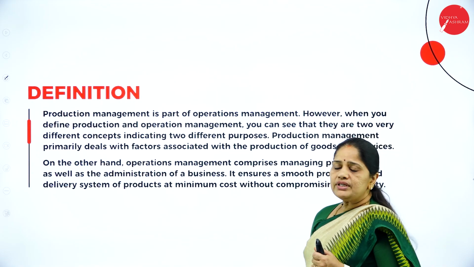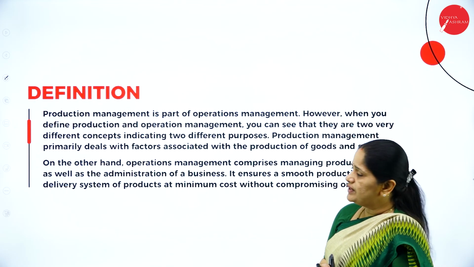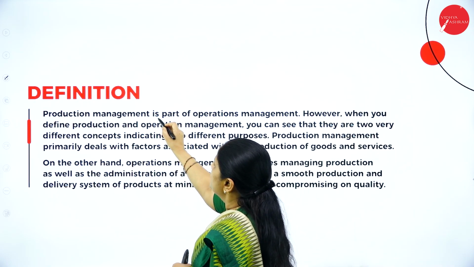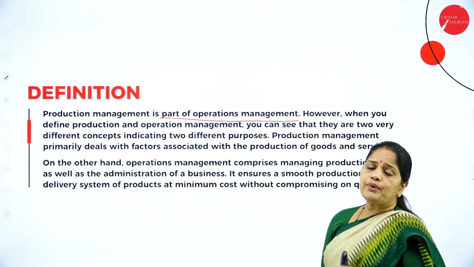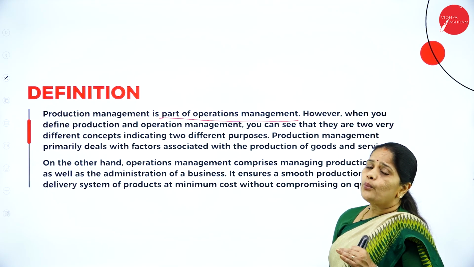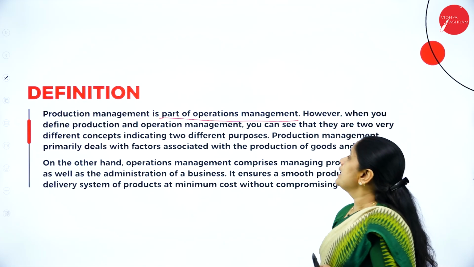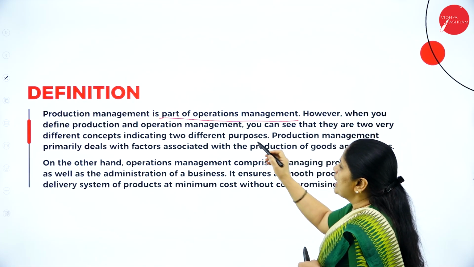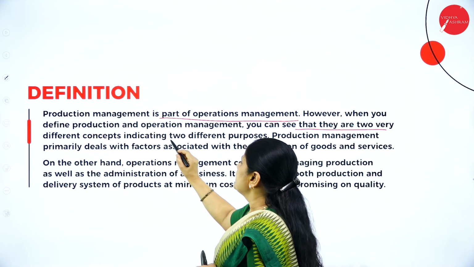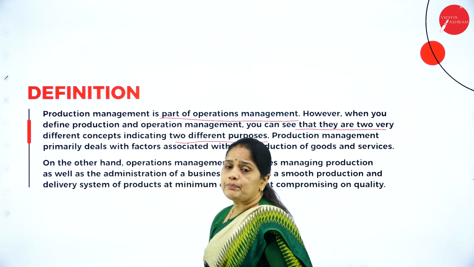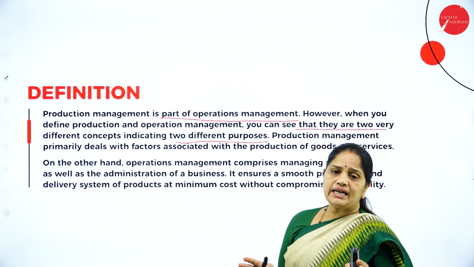Okay. So after talking about all this, let us actually see what is the meaning or the definition of the word production management. Production management is a part of operations management. So we say production and operation management, but when we are defining production management, we say that it is a part of operation management. However, when you define production and operation management, you can see that they are two very different concepts indicating two different purposes.